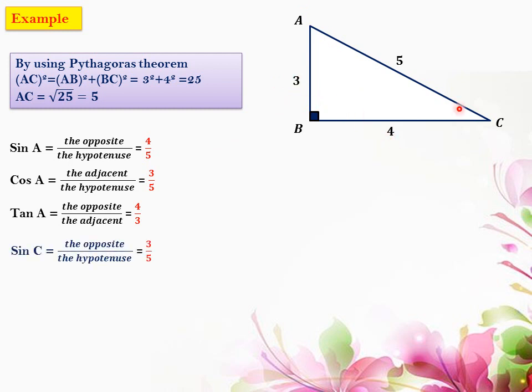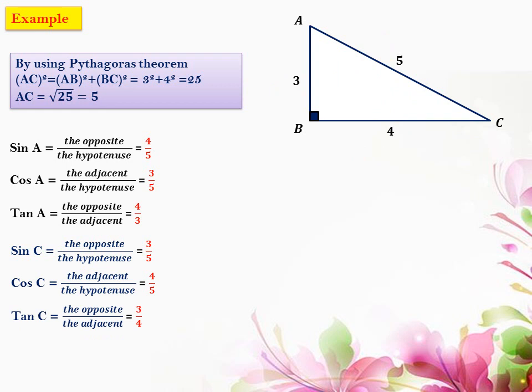Sine C, opposite over hypotenuse, is 3 over 5. Cosine C, adjacent over hypotenuse, is 4 over 5. And tan C is opposite over adjacent, 3 over 4.